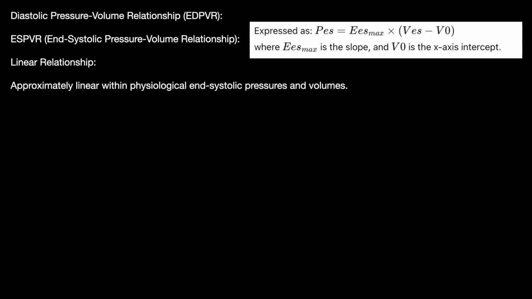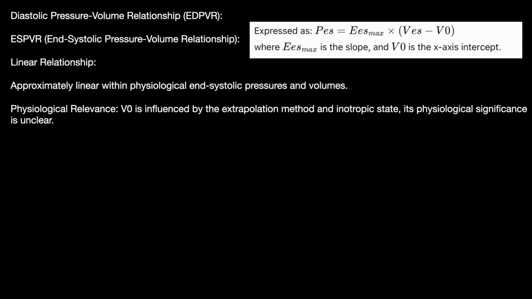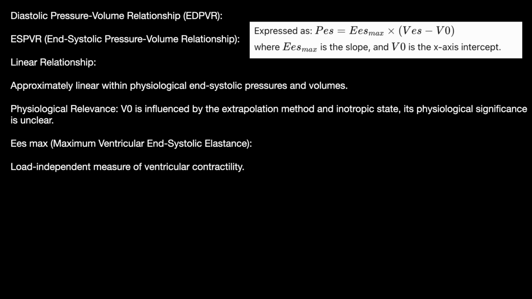Next is the end systolic pressure volume relationship, the upper curve that we have seen. It is a linear relationship. As we had seen, the systolic relationship is linear, along which that graph was following. It is approximately a linear relation. The physiological relevance is that the V0 is influenced by the extrapolation method and inotropic state, and its physiologic significance is as of now unclear.